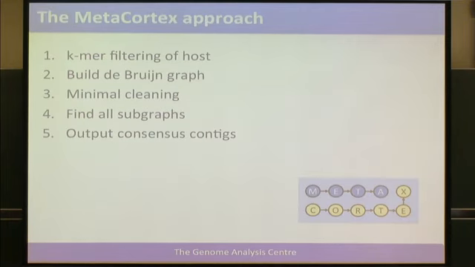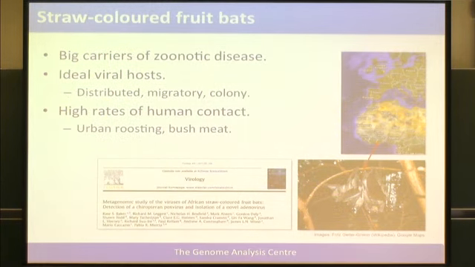So that's the approach in summary. What I wanted to move on to was an example of where we use the tool, and this is in these straw-coloured fruit bats. They're from a project carried out in Ghana. And these bats are ideal hosts of zoonotic viruses that can infect humans.